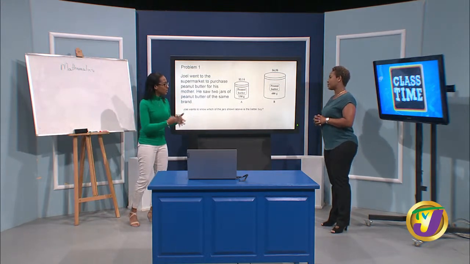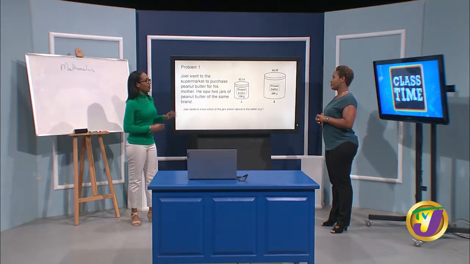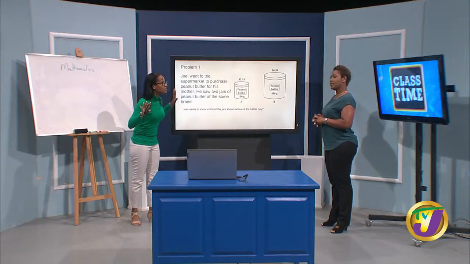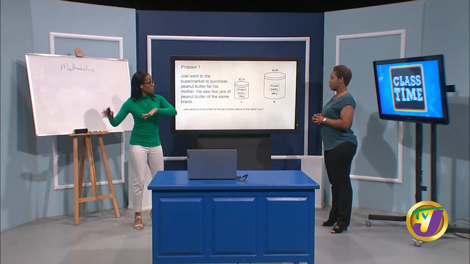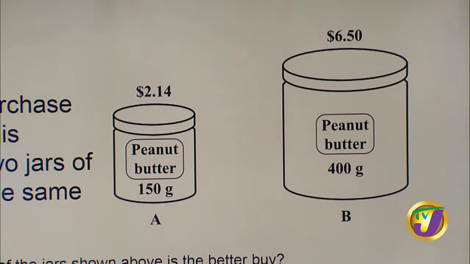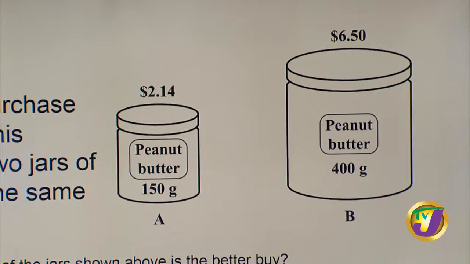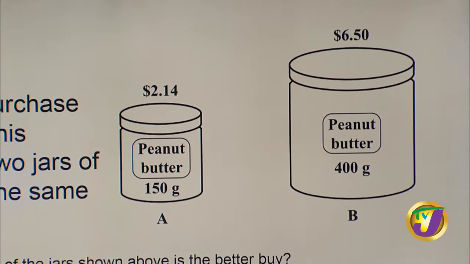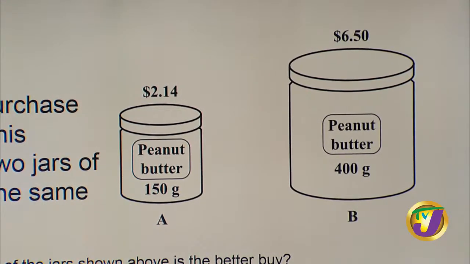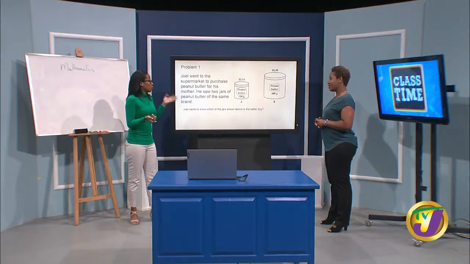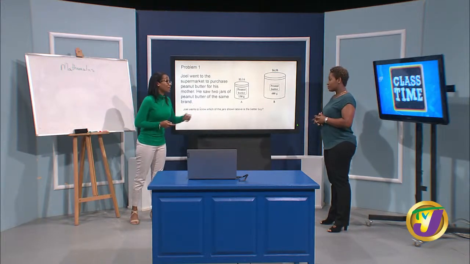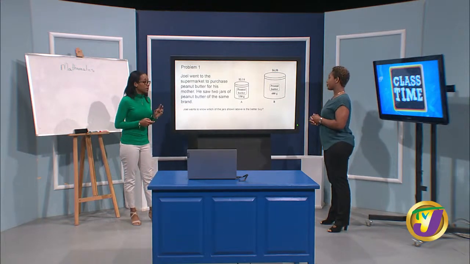All right. So in what you are saying now, he understands that it's the same brand. It's not that one brand tastes better or sweeter. It's the same brand, but one costs $2.14, one costs $6.50, right? But one is bigger, so maybe just buy the bigger one. Well, that is what you would just do, but Junior wants to figure out which one is the better buy. Yes, it does make sense.